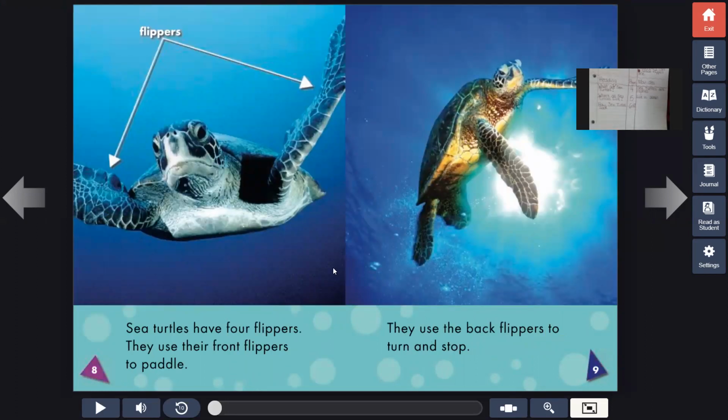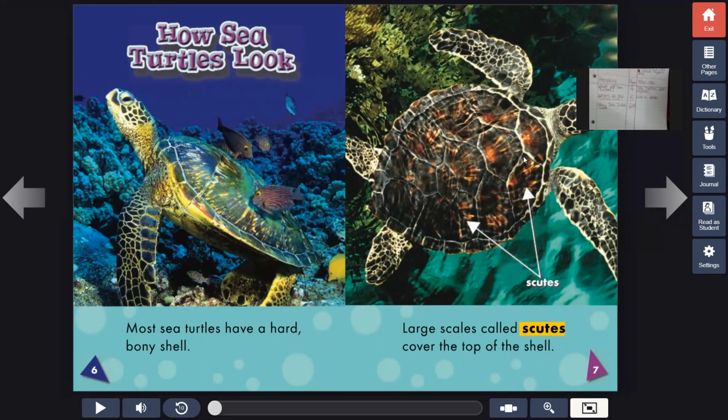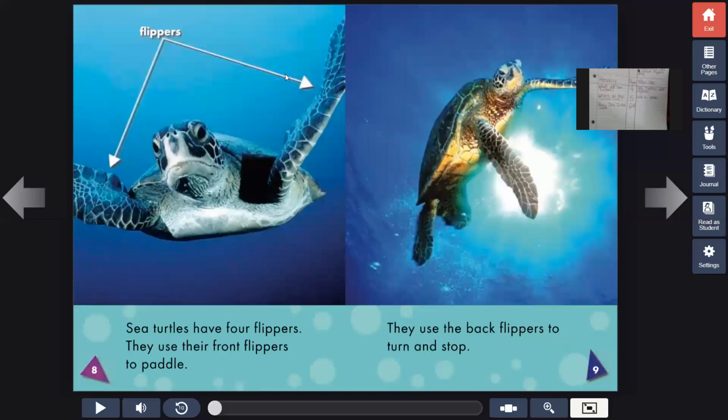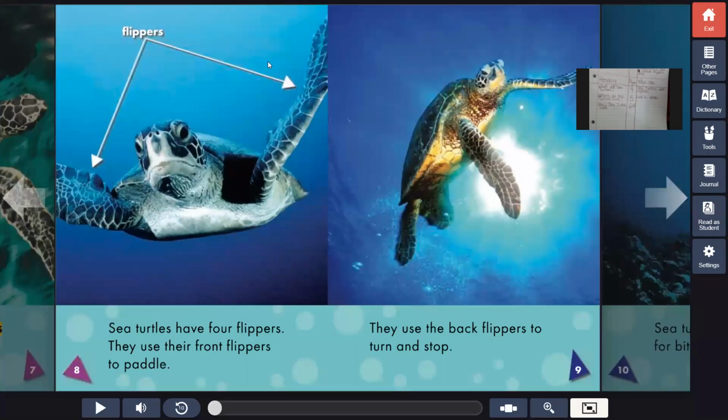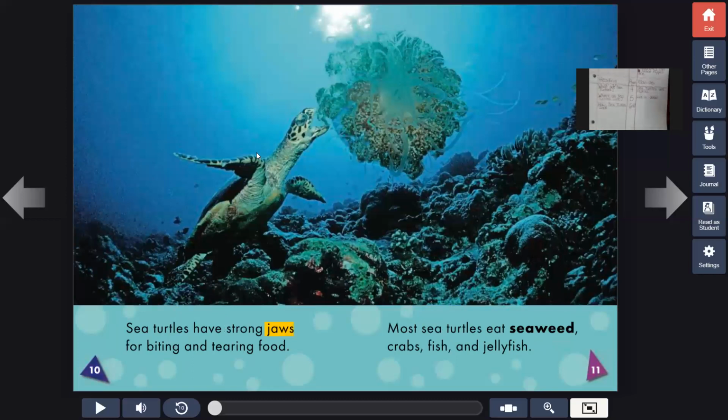Sea turtles have 4 flippers. They use their front flippers to paddle. They use their back flippers to turn and stop. So we have information about the shell. We have information about the flippers. Let's see what else we get. Sea turtles have strong jaws for biting and tearing food. Most sea turtles eat seaweed, crabs, fish, and jellyfish. So we have jaws to eat food.